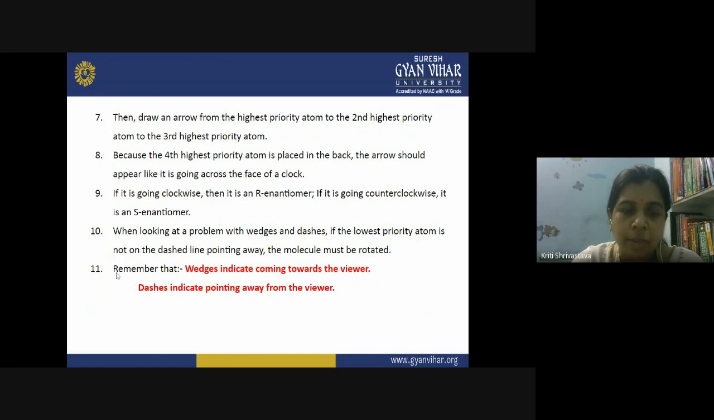So remember that wedges indicate coming towards the viewer, towards us, facing us, and dashes indicate the substituent pointing away from the viewer, on the other side of the molecule. So if you are looking at a molecule and the lowest priority atom is not on the dash line, you have to change the position, and you have to show the atom having the least priority with the help of a dash line, even if it is not there in the original problem.